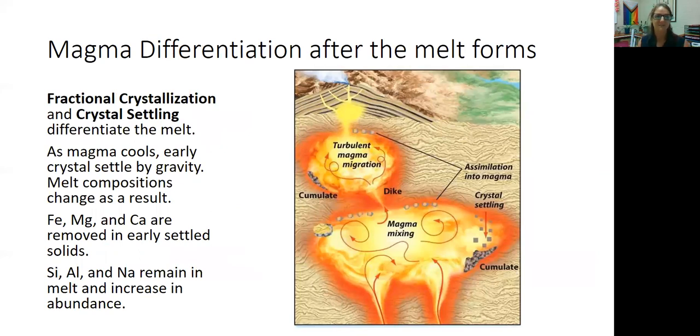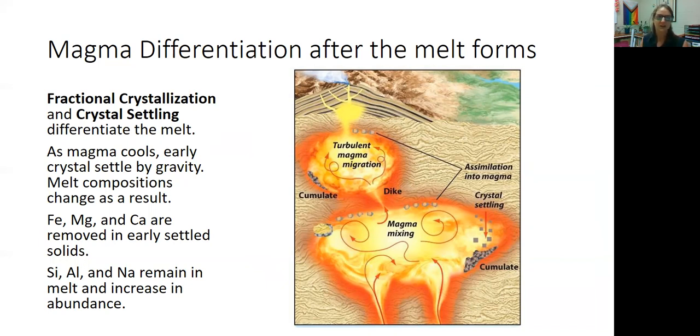The second thing we're going to talk about is fractional crystallization and crystal settling. This is kind of the opposite of melting. This is after the magma is liquid, the rock has already melted, but now the magma is cooling down and going back into a solid. It's going to go through fractional crystallization and crystal settling. As magma cools, crystals settle out by gravity. The magma cools, crystals form as solids. Solids are denser than liquids, so they settle out to the bottom of the magma chamber.